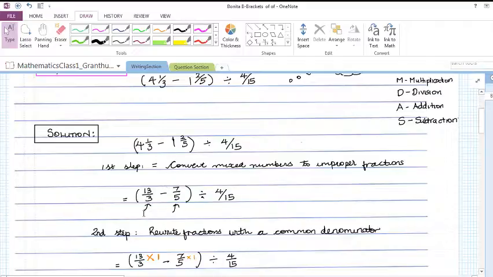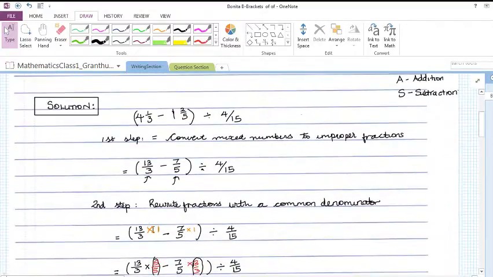In the line that followed, I just decided to write 13 over 3 as 13 over 3 by 1, and 7 over 5 as 7 over 5 by 1. In so doing, I have not changed this fraction or that fraction, because we know that multiplying any fraction, or anything, by 1 gives us itself. So 13 over 3 by 1 is the same as 13 over 3, and 7 over 5 by 1 is the same as 7 over 5. And therefore you can clearly see this line is correct.